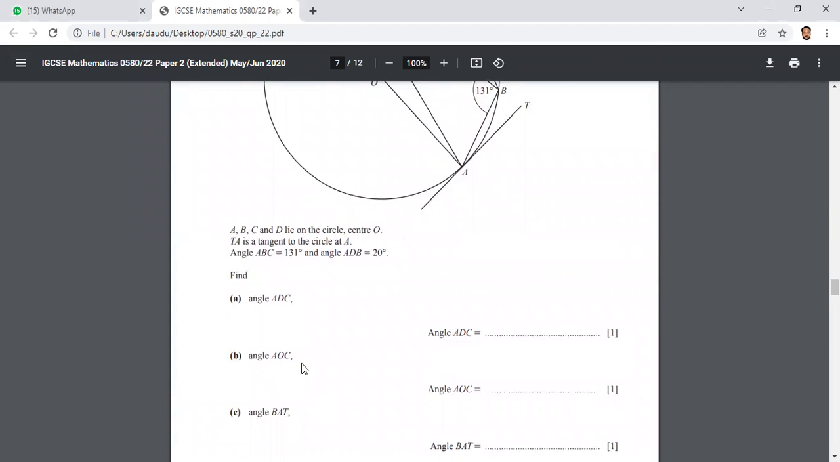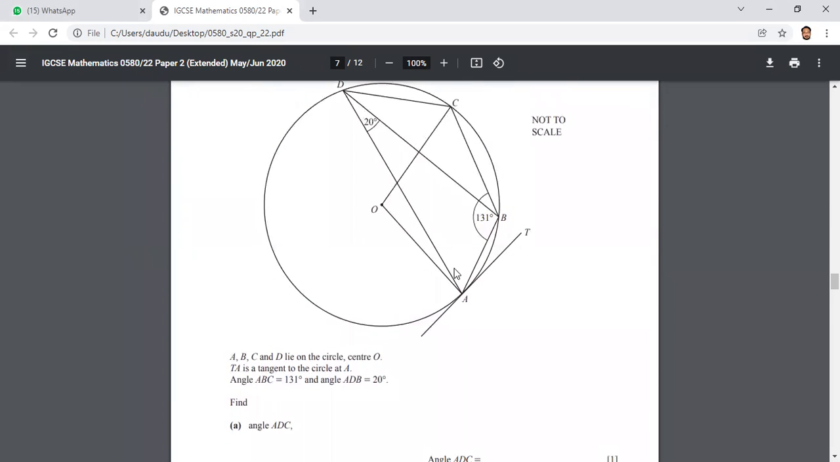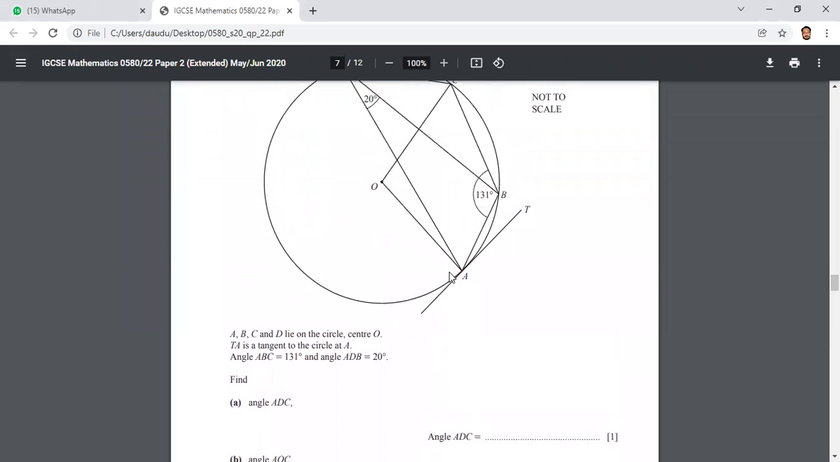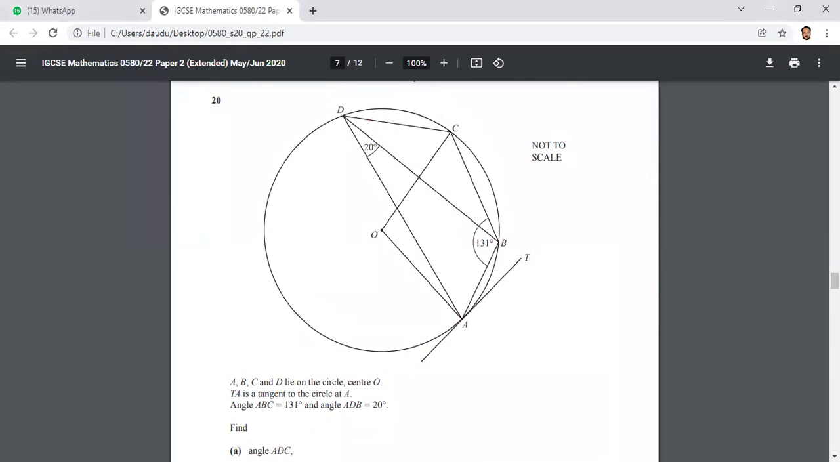Angle AOC. So in part B, we are looking for angle AOC. It means this angle. But look, 131 will help you. Why? Because this angle is basically half of the angle subtended at the center of a circle. So if 131 is half of this, this one must be double 131.